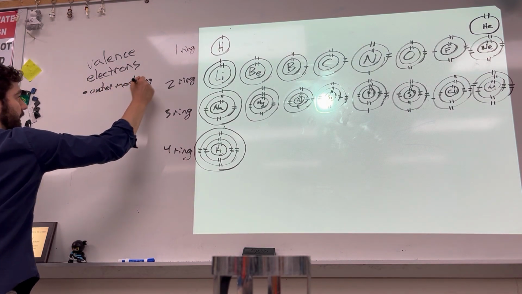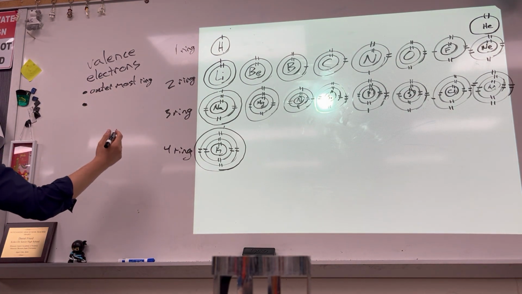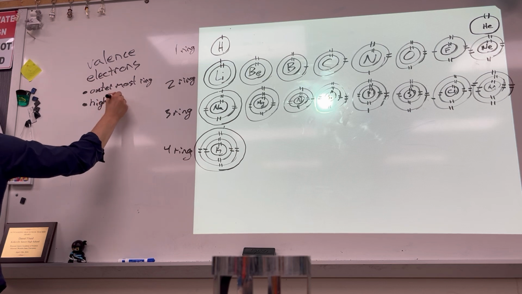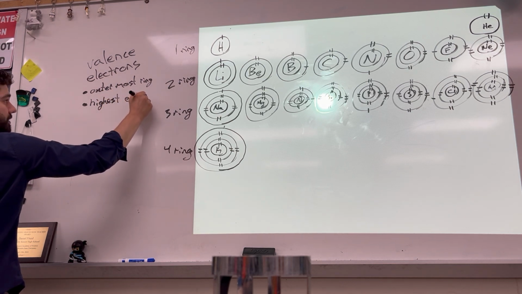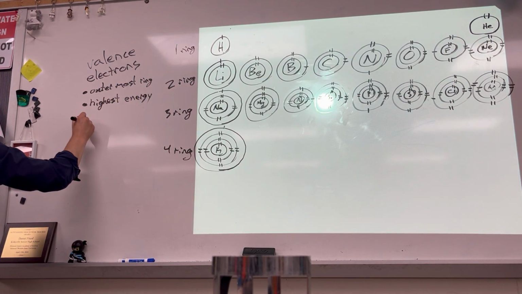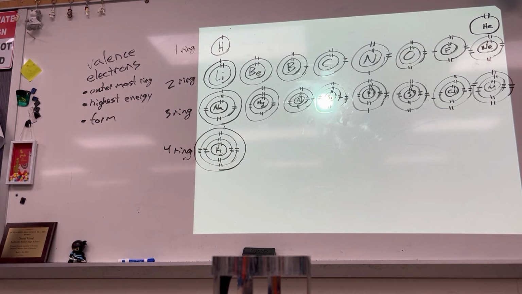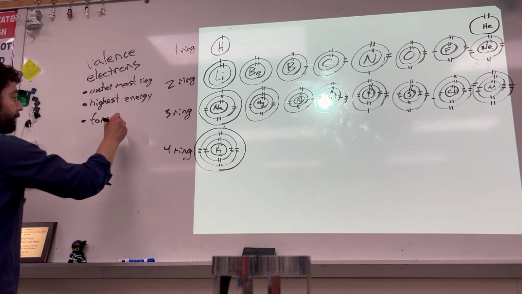Because they're on the outermost ring, that means they have the highest energy of all the electrons in the atom, right? Because the rings represent levels of energy. What do they do? Why do we care about them? They form something. Chemical bonds. Yes, they form chemical bonds.